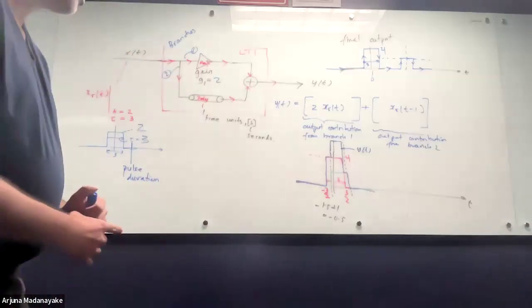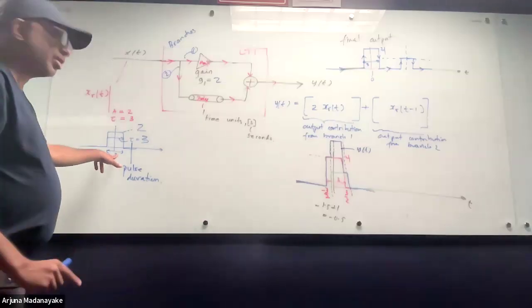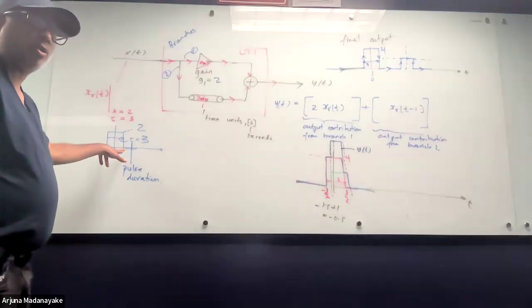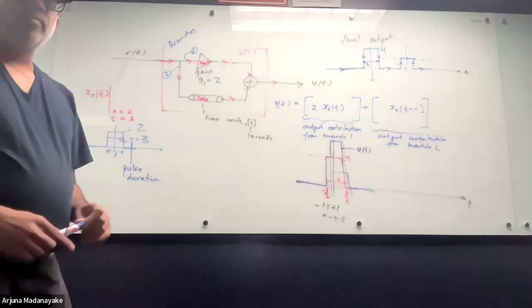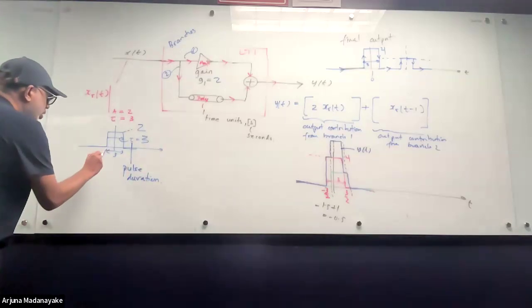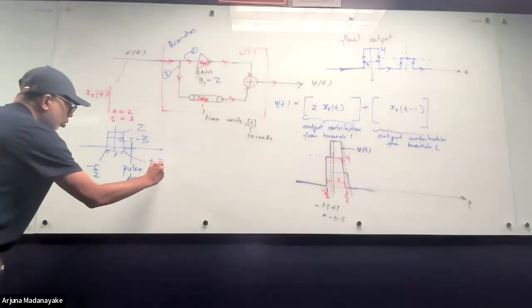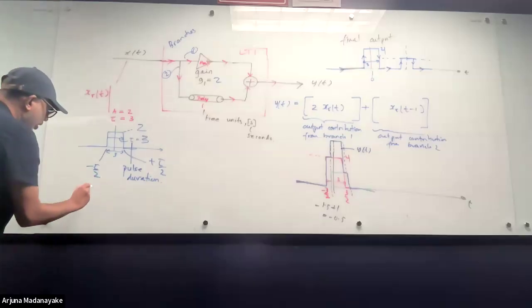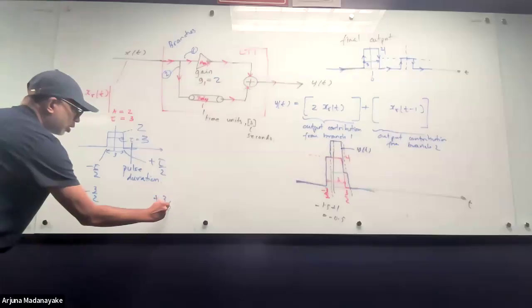You've got to do a problem, man. What do you get? 3/2. 3/2 is half the duration. 3 divided by 2. Duration is 3. We said that this is going from negative tau by 2 to positive tau by 2. So tau is 3, so 3 by 2 to positive.